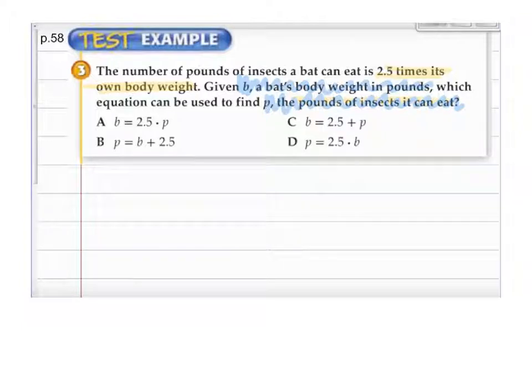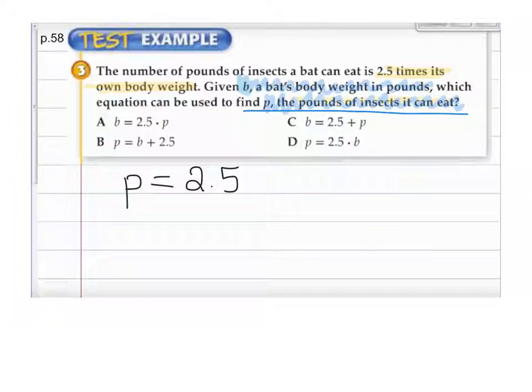So first, let's look, what are we looking for? Given B, a bat's body weight in pounds, which equation can be used to find P, the pounds of insects it can eat? So I know that on the left side of my equation is going to be P on its own, because that is what we're looking for. So looking at the rest of it, the number of pounds of insects a bat can eat is 2.5 times its body weight. So I'm going to write that down, 2.5.